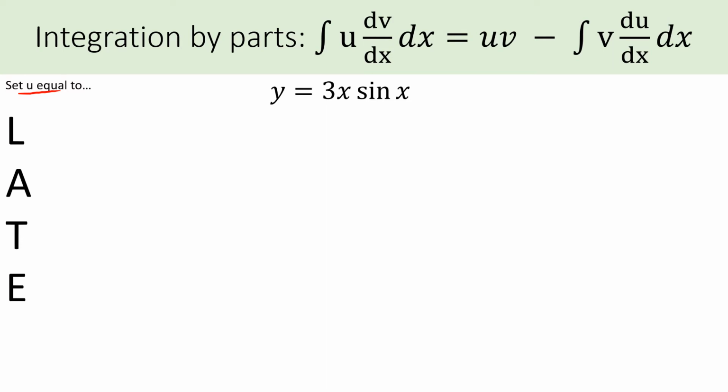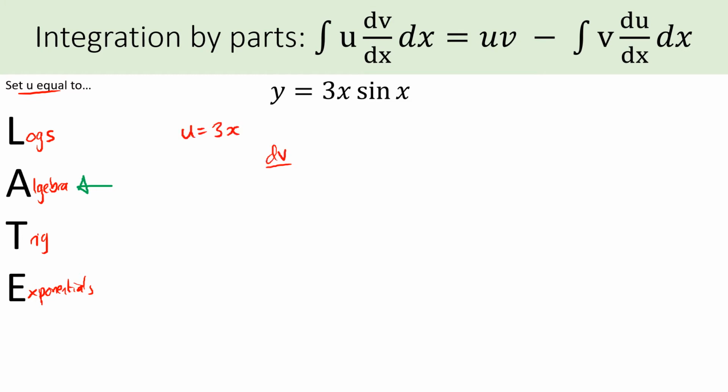And these all stand for fairly large areas of maths. L stands for logs, A stands for algebra, T stands for trig, and E stands for exponents or exponentials. And we go through that tier list, and the first thing we come to is what we're going to set u equal to. So we look at this question, and we say, well, are there any logarithms in it? There are not. So we go to the next thing. Is there any algebra in it? By algebra, we mean polynomials. And there is. There's 3x. That's the first thing we've run into. So we'll say that u is equal to 3x.